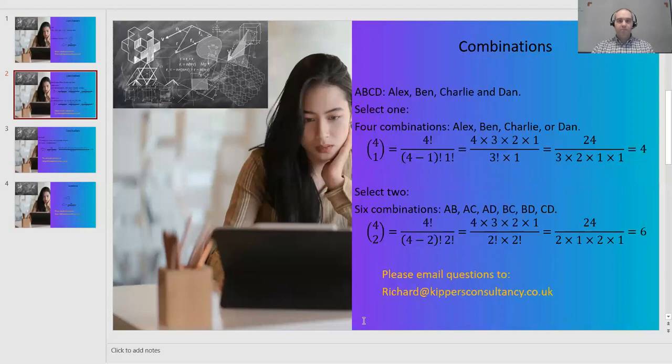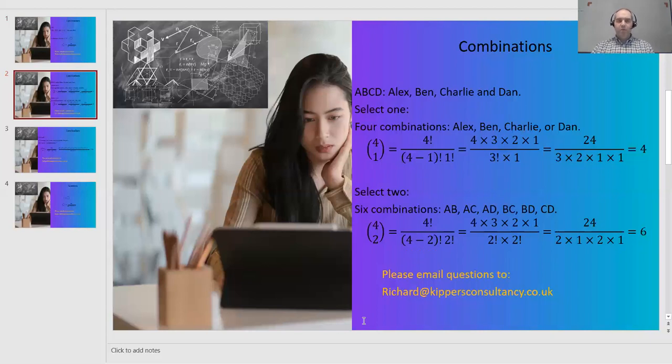And we can see that 4 choose 1 is equal to 4 factorial over 4 minus 1 factorial times 1 factorial, which is equal to 4 times 3 times 2 times 1 divided by 3 factorial times 1, which is equal to 24 over 3 times 2 times 1 times 1, which equals 4, which is what we found: Alex, Ben, Charlie, or Dan.